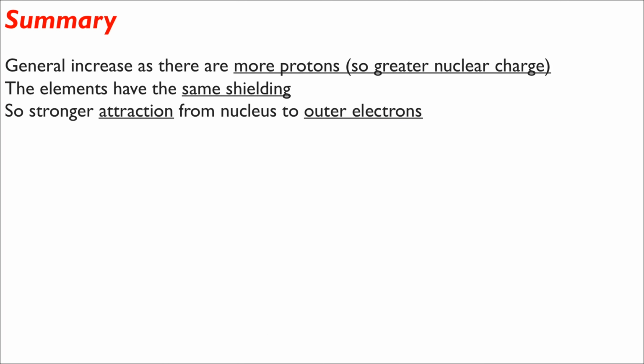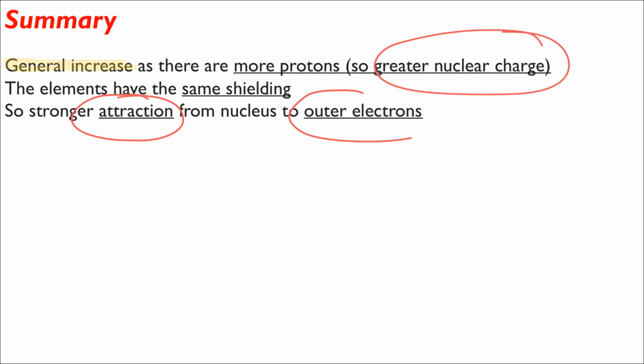Okay, so to summarize, there are three key things that we need to get across. The first point is that there is a general increase across a period, okay? And the reason for that general increase is simply because there are more protons. Because there are more protons, there is a greater nuclear charge. Another really important thing is the elements have the same shielding. They've got the same electron configurations of inner electrons. So therefore, they experience a stronger attraction from the nucleus to the outer electrons.